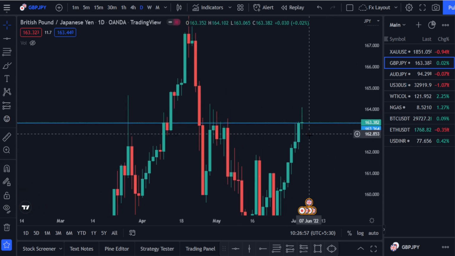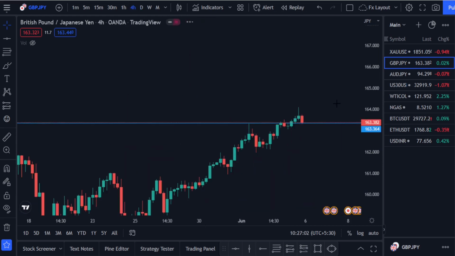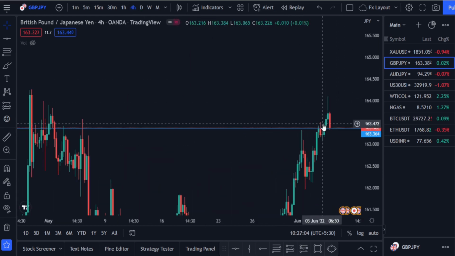But still, because the market is pretty much bullish, we are still pretty much bullish and looking for long trades on an intraday basis.